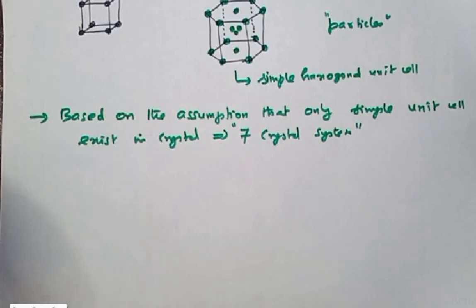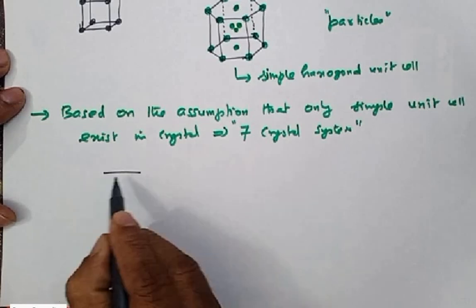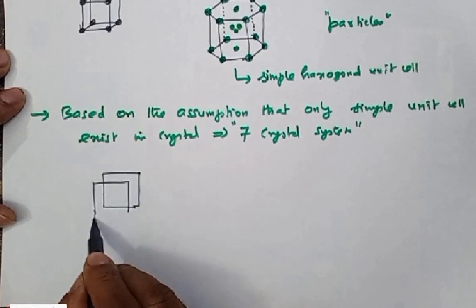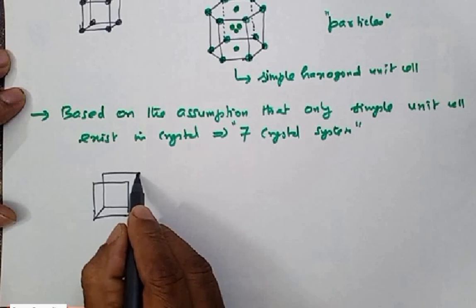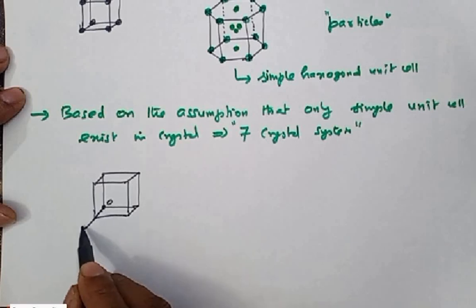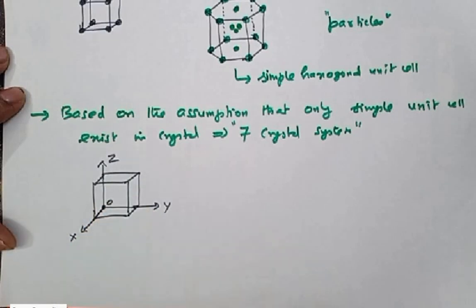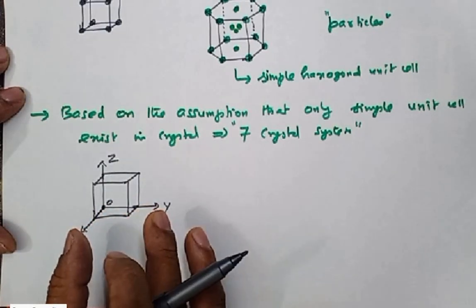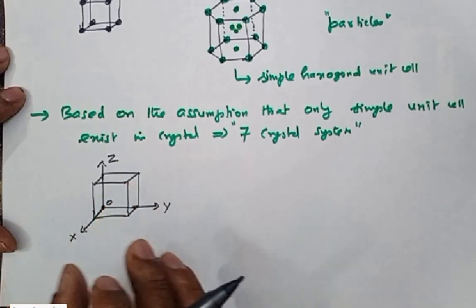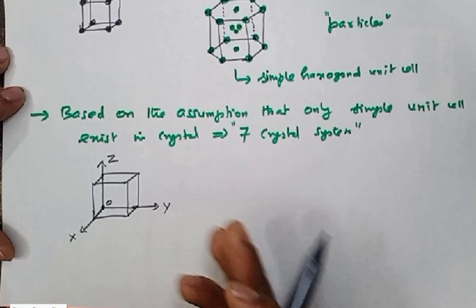Listen, before going to the 7 crystal systems, let me give you this point called the crystal parameters or unit cell parameters. Let me take a cubic unit cell here, and I'll fix this as the origin. Let's take this axis as x-axis, this as y, and this as z-axis. Observe carefully. Just for understanding purposes, I have taken a cubic unit cell here. A cubic unit cell, or in general a unit cell, has 6 parameters. 3 are length parameters and 3 are angle parameters.